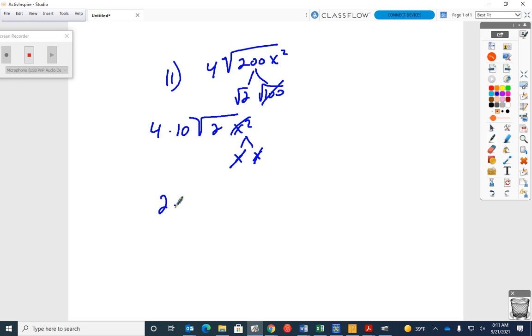I have 4 times, oops, I don't know why I read her 2 and I said 4. I have 4 times 10 times x. What's inside the radical? 2. What's 4 times 10? 40. X radical 2. How many of you got that one right? If you missed it, do you see how we got that right? It's not that difficult, is it?